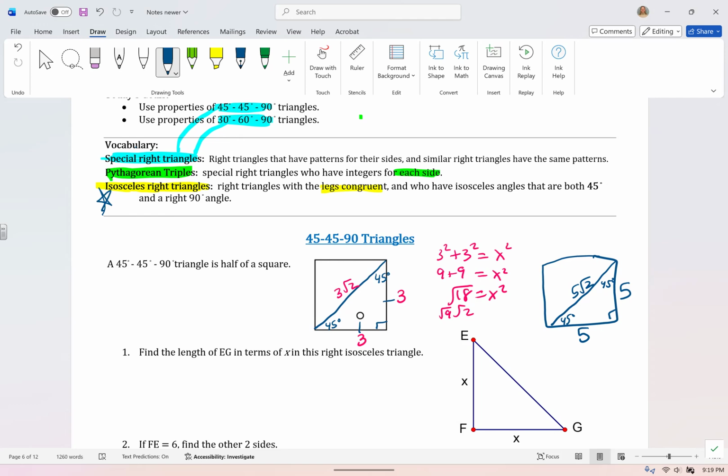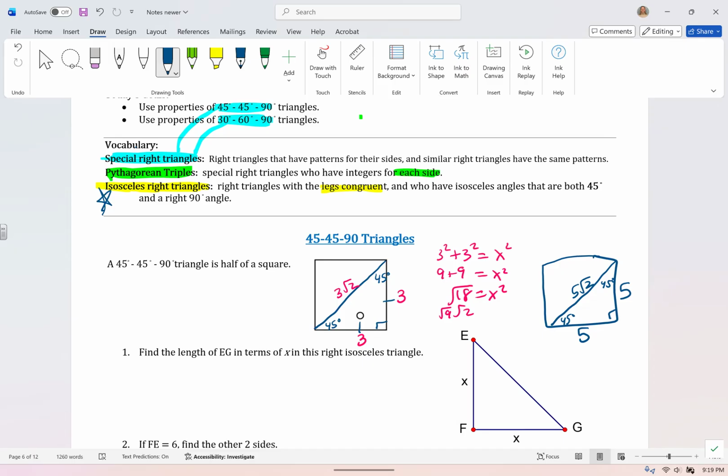And if you put 5 root 2 in your calculator, root 2 is like 1 point something. So 5 times 1 point something does give you a number bigger than 5. So the hypotenuse has to be longer than the legs. But the weird thing is that anytime you have an isosceles right triangle, the legs will be congruent and the hypotenuse will be bigger by a factor of root 2.